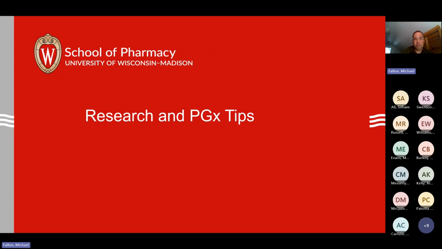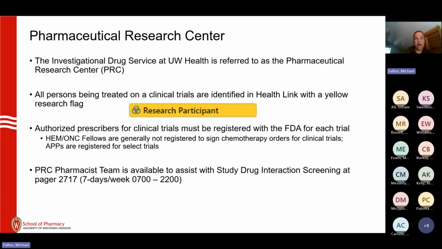Okay, a couple pointers on research. So the PRC is what UW uses, that's the name of our investigational drug service, Pharmaceutical Research Center. Every single patient will have a yellow flag to indicate if they're a research patient.